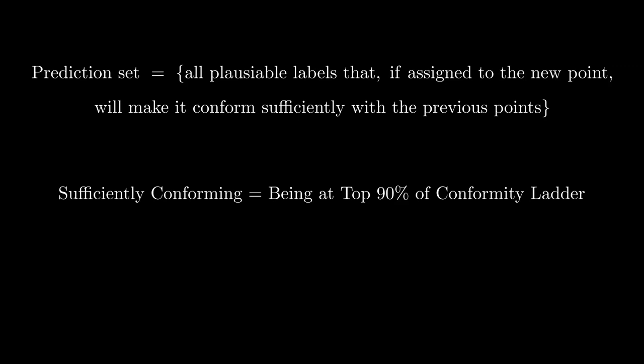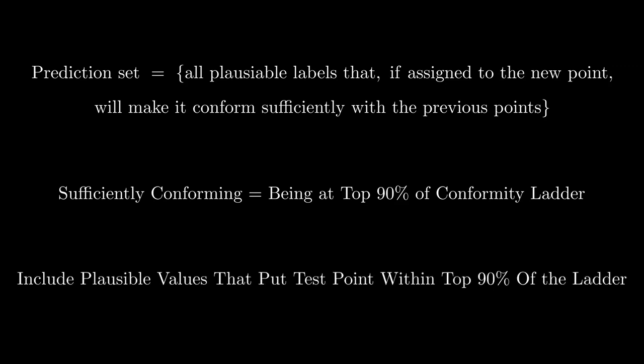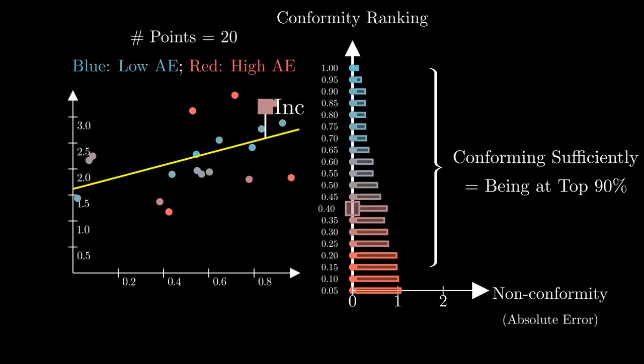Now, we are ready to see how to use the things we have learned so far to construct the conformal prediction set. Given a test point, all we need to do is to try all plausible target values for it, examine whether that plausible value is making the test point sit at the top 90% or not. If it does, include it in the prediction set, otherwise don't, and then examine the next plausible value. Let's see this in action.